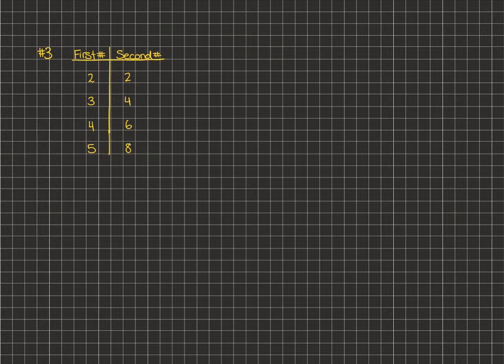For question 3, they're going to get you to do the opposite. So go from a t-table and create a graph. So if you start with your t-table, we have our first number and our second number. So the first step is to write the ordered pairs. So our first one would be 2 and 2. Then we would have 3 and 4, 4 and 6, 5 and 8.